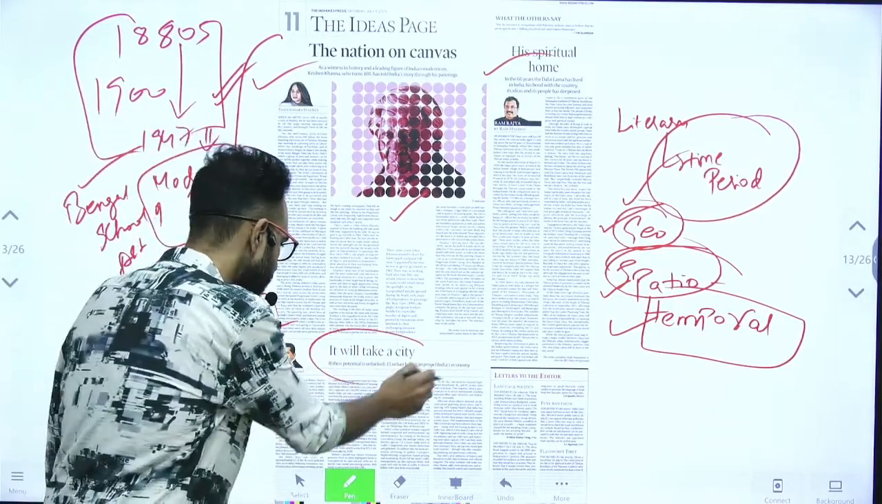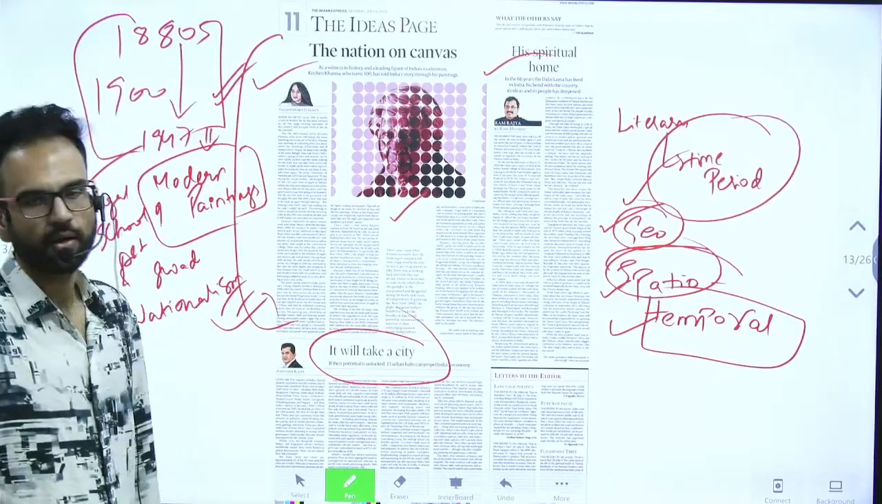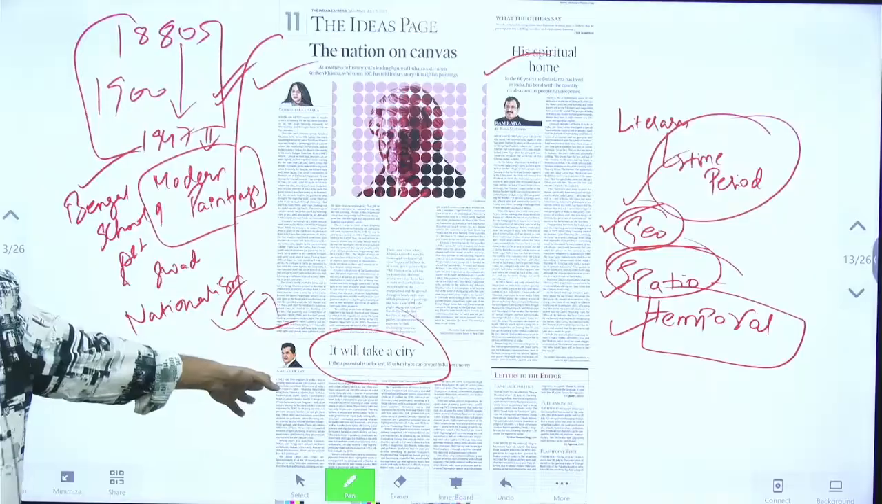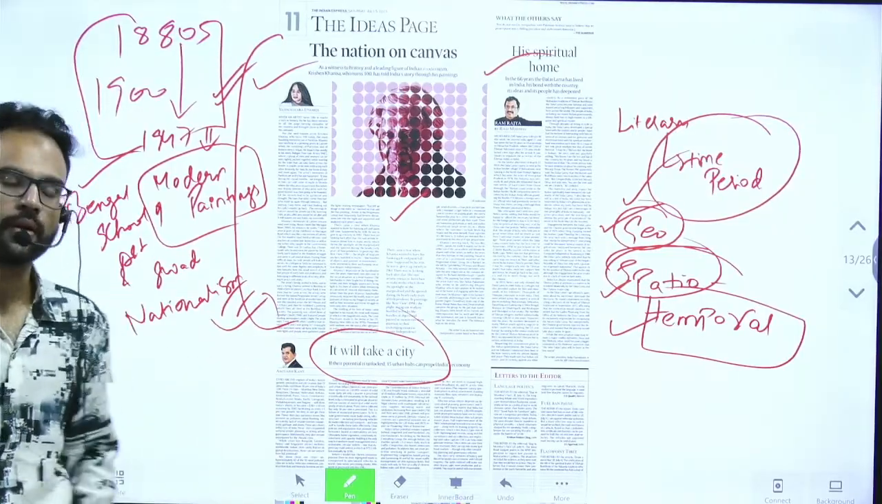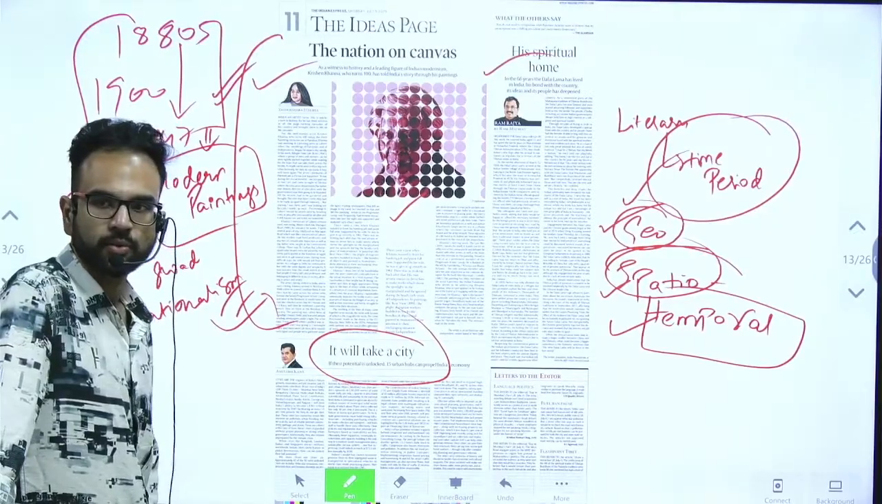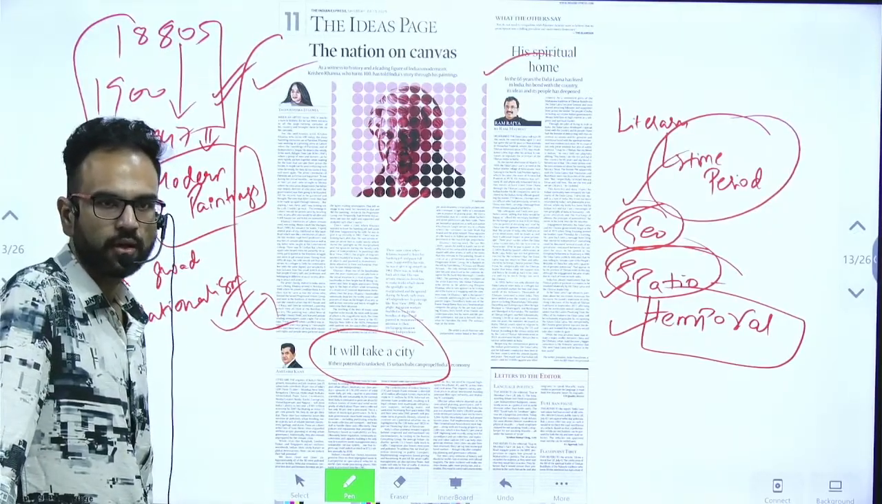This is written by the CEO of Niti Aayog. Is it visible, everyone? Okay. This is written by Mr. Amitabh Kant, who is the CEO of Niti Aayog.